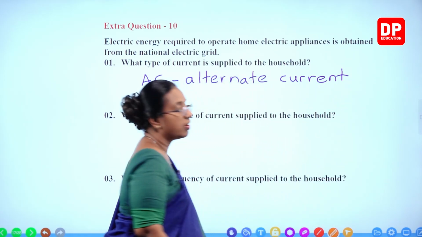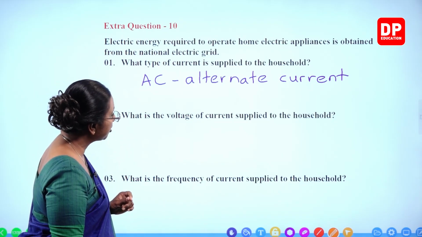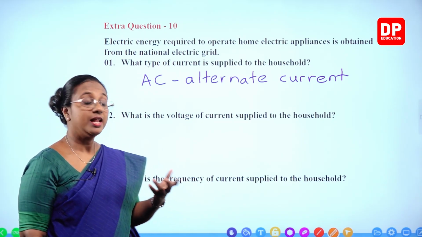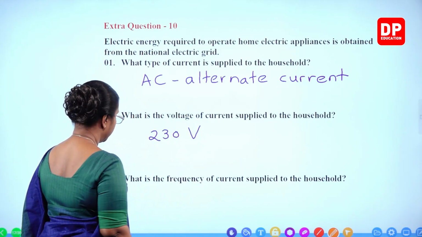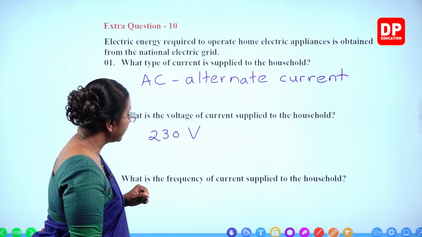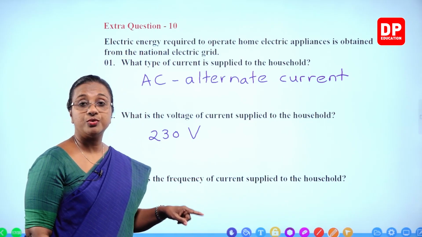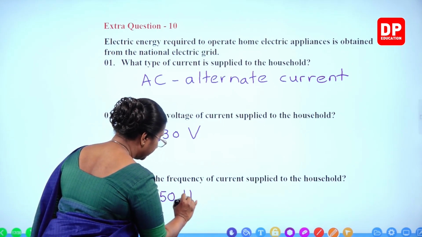AC current or alternating current. Then the second question, what is the voltage of current supplied to the household? Like I said, it is 230 volts. And what is the frequency of current supplied to the household? It is 50 Hertz.